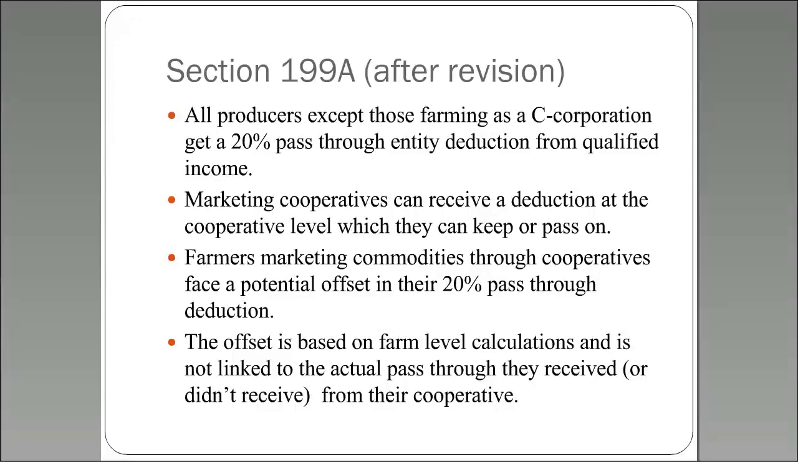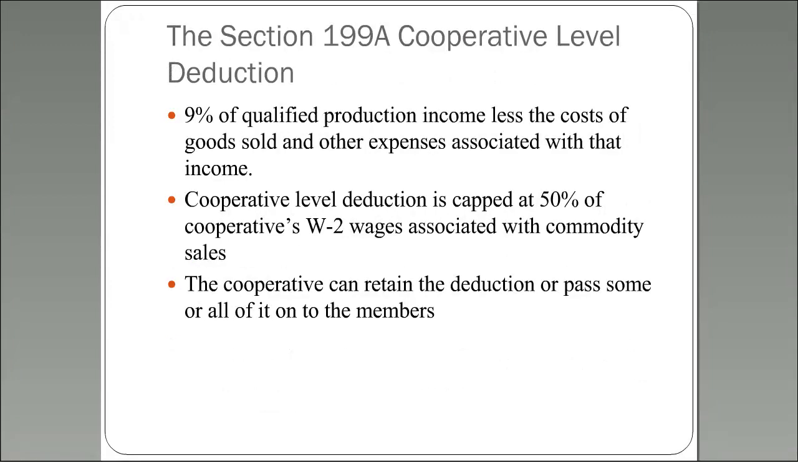So as you can see, that's where some of the complication of this comes. So there's a pass-through at the deduction at the co-op level that they can keep some or all of, or pass through, and then all farmers have this 20% deduction, but if you market through a cooperative, you can have that offset. So the cooperative level deduction is basically 9% of their income less all their cost of goods sold and expenses. And so you could see, particularly for a grain cooperative, 9% of income less all expenses is probably, that would just be your profit for the co-op.